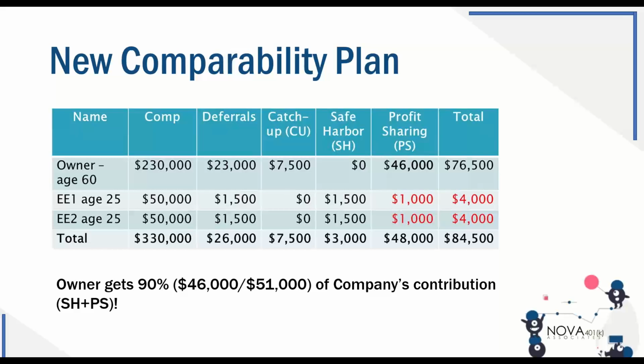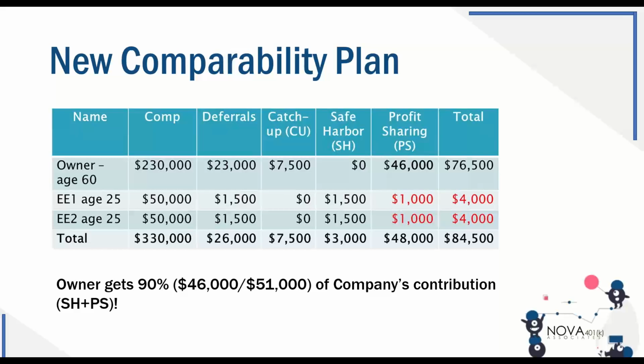So here's an example of a new comparability plan. It's a very similar design to the one we just saw. In this case, we still have the deferrals, we still have the safe harbor match, but in addition, we have profit sharing. So now the owner is going to do an additional 46,000 in profit sharing, and we've added the catch up. So the owner is at the 76,500 maximum.